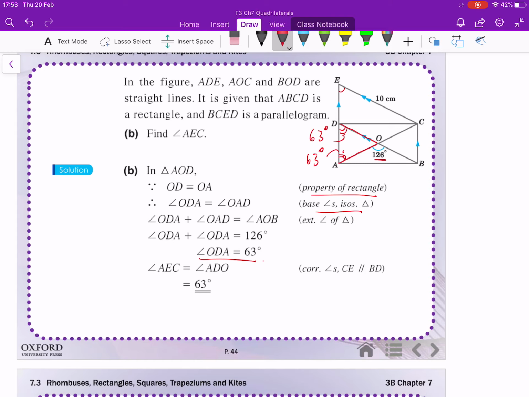And then finally, we have to find out AEC. Since that one is a parallelogram, we have these two sides parallel to each other. With the transversal AE, we can see that angle AEC and angle ADB make corresponding angles. So by using this reason, we can find that AEC equals 63 degrees.